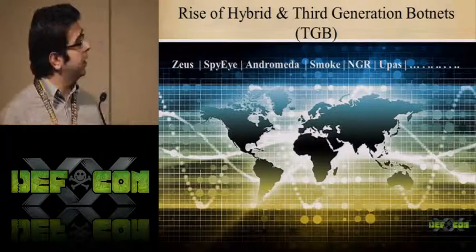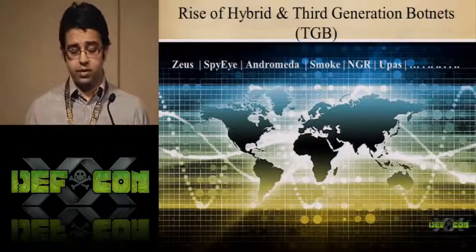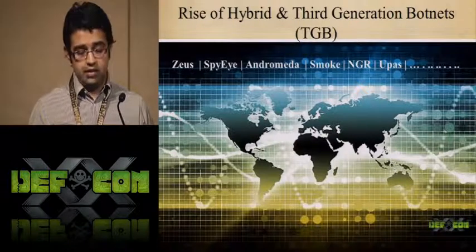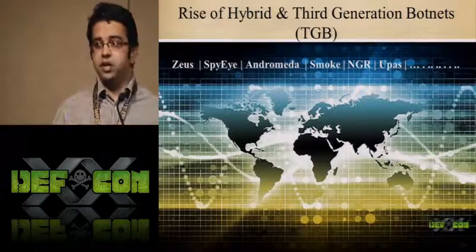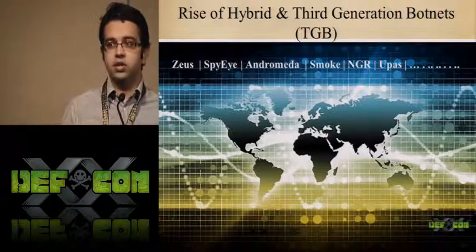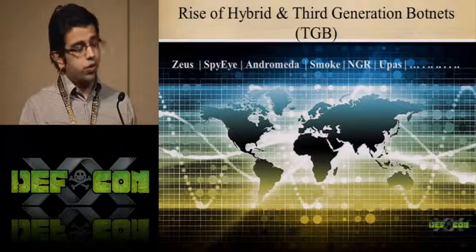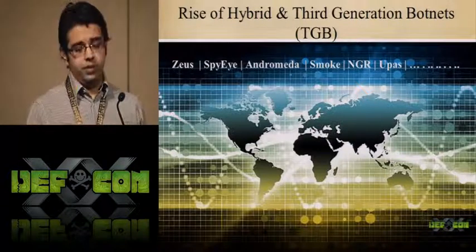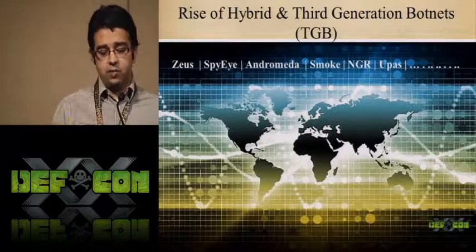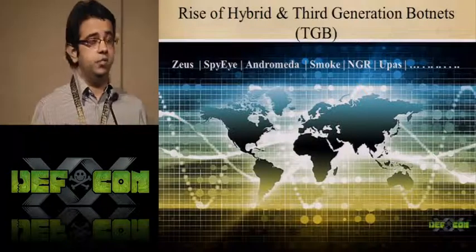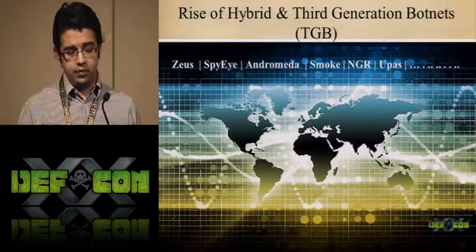It started with Zeus, then came SpyEye, and at present we are looking at Andromeda. Smoke is there, and NGR existed about 6 months ago and is still going fine, but not as much. Its place has been taken by Andromeda and Smoke, and by an upcoming one being built nowadays called U-passport. Why hybrid? Because some of the botnets are getting properties or characteristics of other botnets. For example, SpyEye harnessed the power of Zeus in getting the web injects concept, and NGR also uses a similar thing.